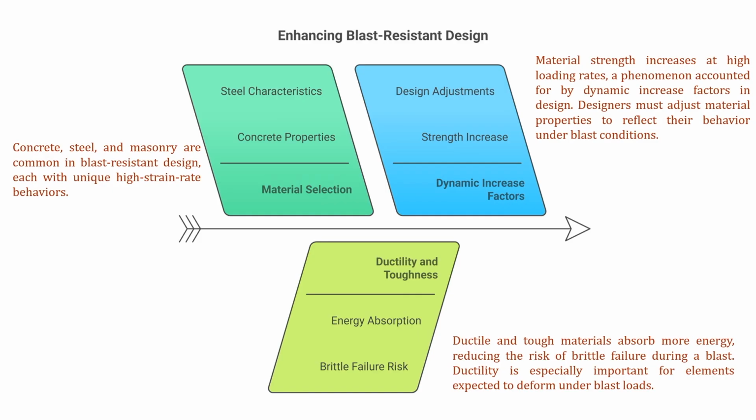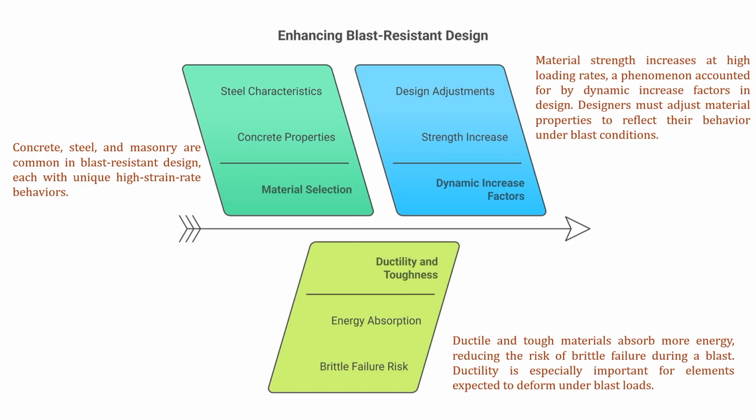Traditionally we use concrete, steel and masonry, which are very common in blast resistant design, with each having a unique high strain rate profile. We can now have the design adjustment where we will have the strength increase due to the dynamic increase factor. This is a function of the strain rate effect. Due to the strain rate effect, the inherent strength in this type of material increases.